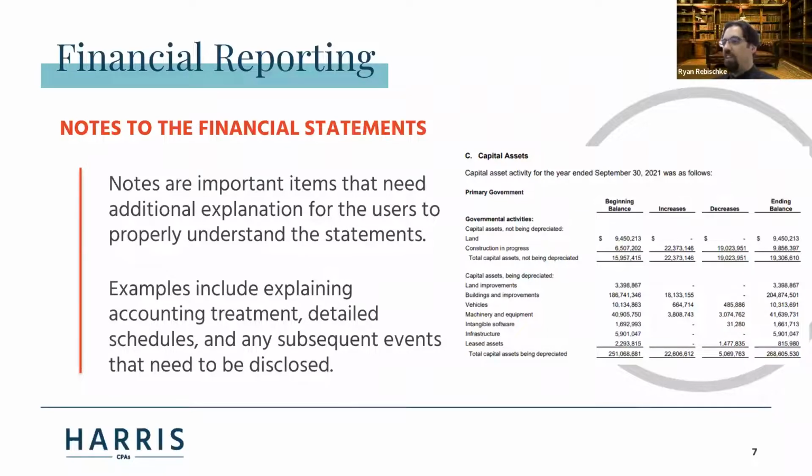There'll be other detailed schedules, other breakdowns of other summarized numbers. Then usually there's a note that talks about if there were any subsequent events. This would be things that happened after the year end, but before this report came out. So for example, if you go and look at all of the 2019 government audit reports that didn't get finished prior to March 2020, every single one of them has a subsequent event for the COVID-19 pandemic.